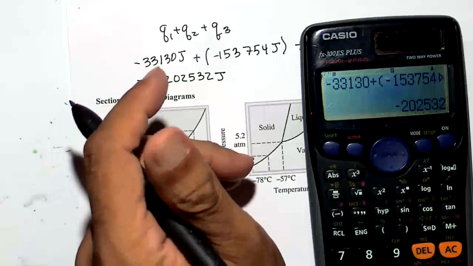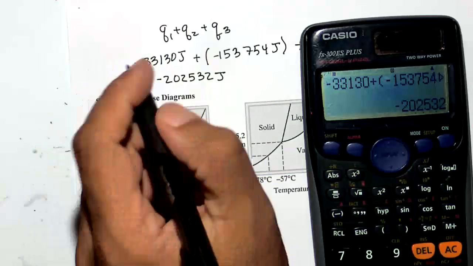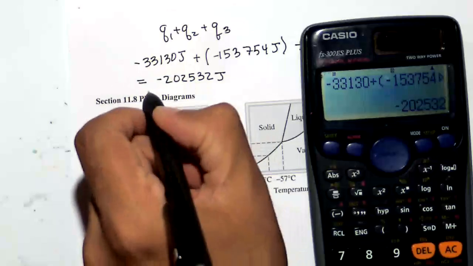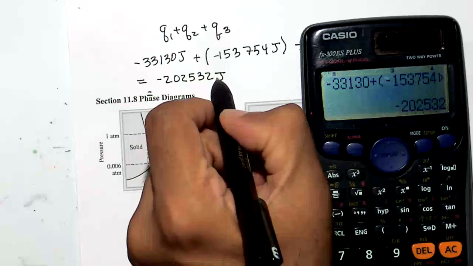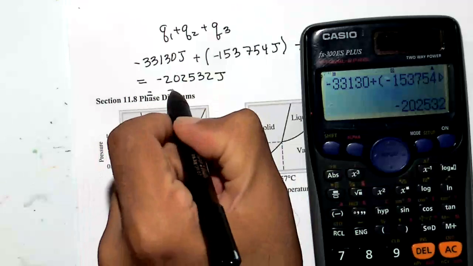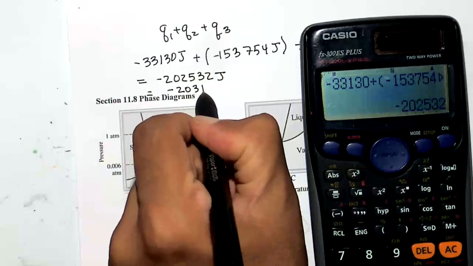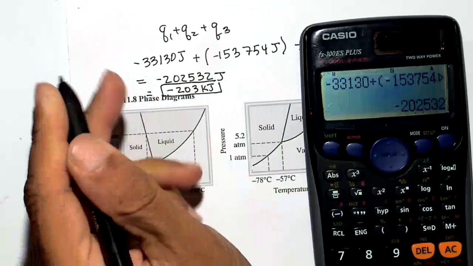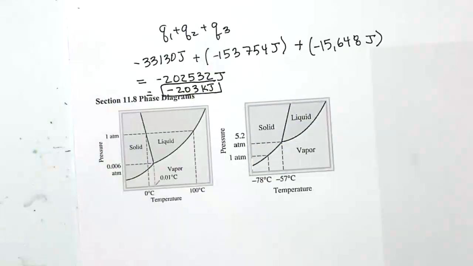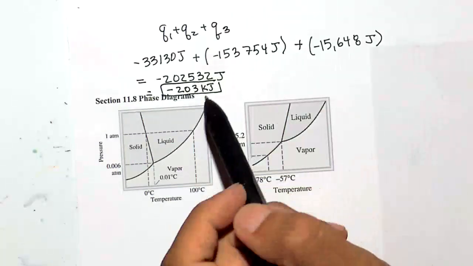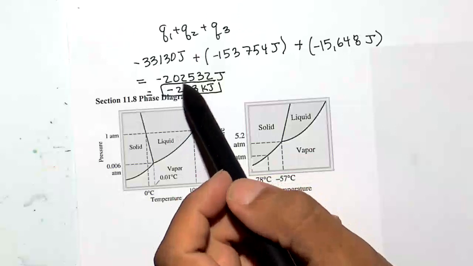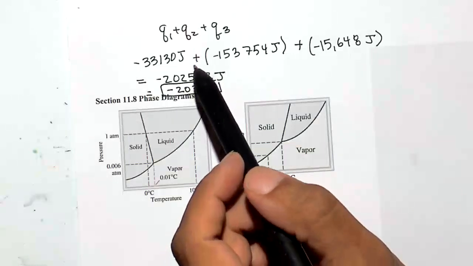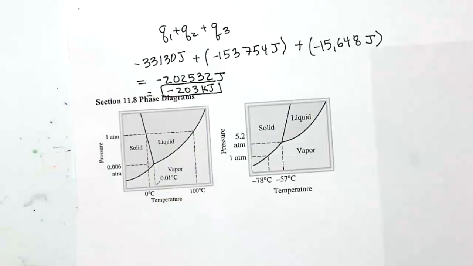So this would be our answer. What I like to do is convert it to kilojoules, divide by 1,000, and you get minus 203 kilojoules. And this is the answer. On the exam, if you put minus 203, or if you put minus 202,540, that's fine. Everybody's rounding is a little different.